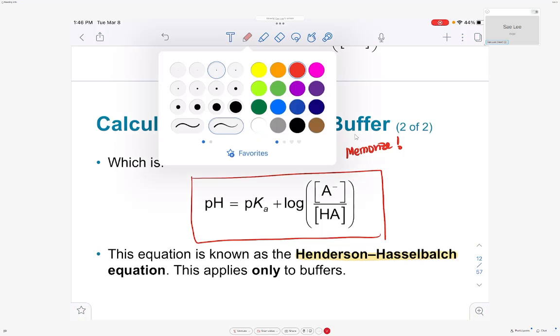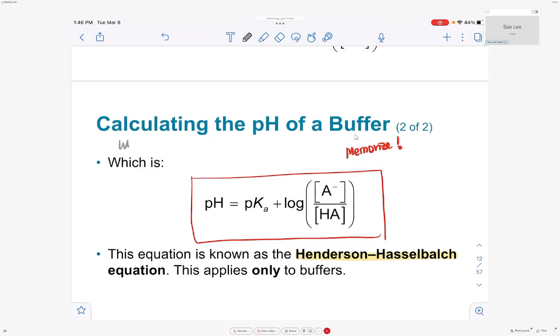Okay, so when we want to find pH of buffer solution, we use Henderson-Hasselbalch equation.